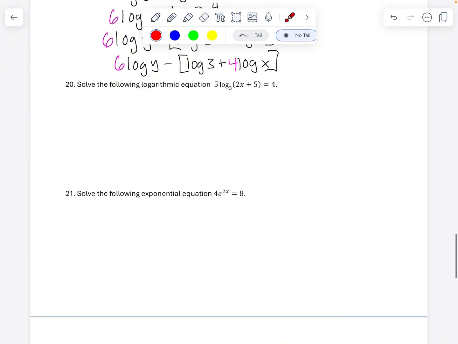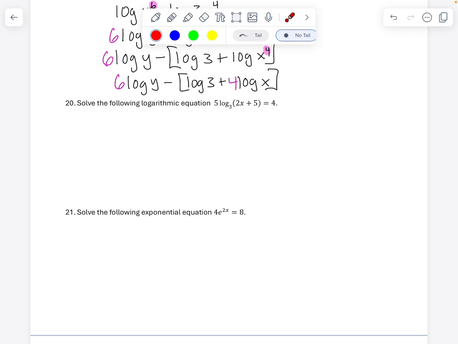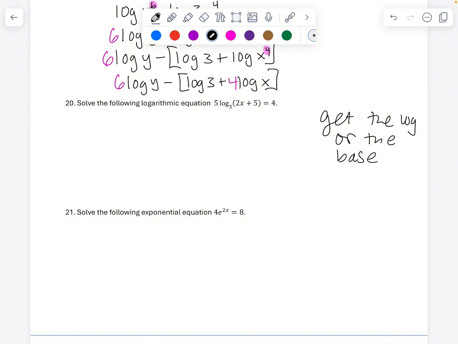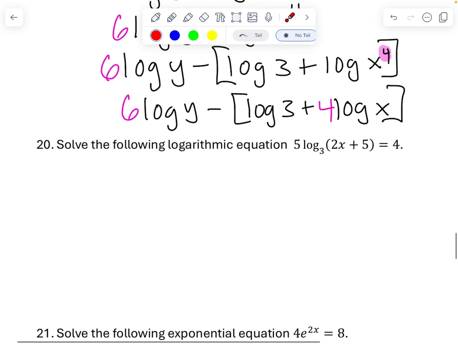All right, so now let's talk about how we solve logarithms and exponentials. When we're solving logarithms or exponentials, you want to get the log or the base by itself. For both of these, in this first equation, I want to get that log by itself, and I want to get my base over here by itself. So let's work with the logarithm first.